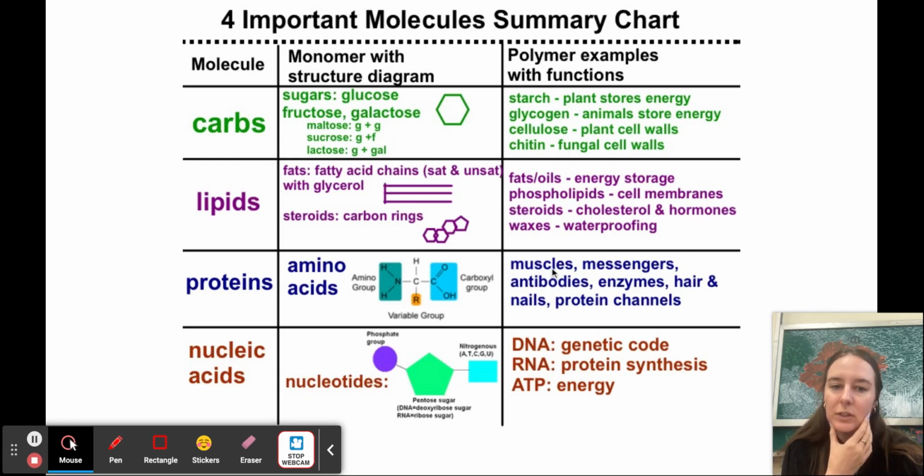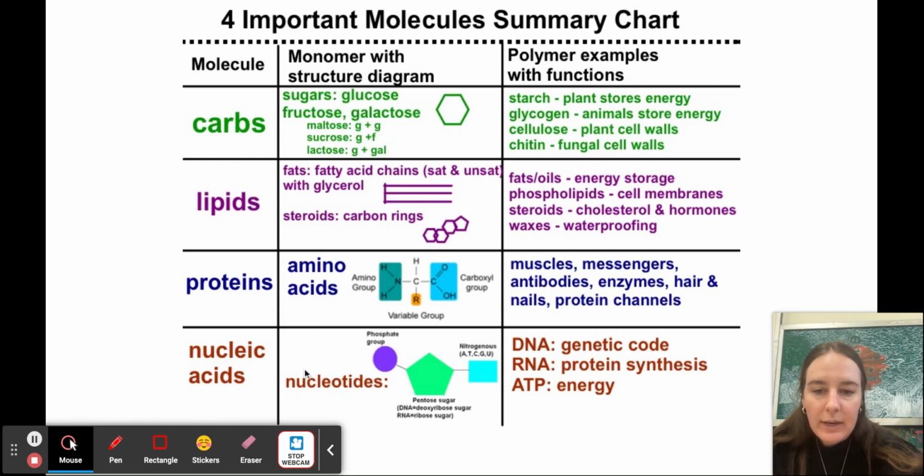Some examples with functions: proteins make up muscles. They are used as messengers throughout the body. They fight. They're antibodies. We didn't talk about that earlier, but they fight off invaders. They're used as enzymes. They break down molecules. They're found in your hair and your nails, and they are actually in membranes. They're found in your membranes as channels to let things come in and out of your cell membranes.